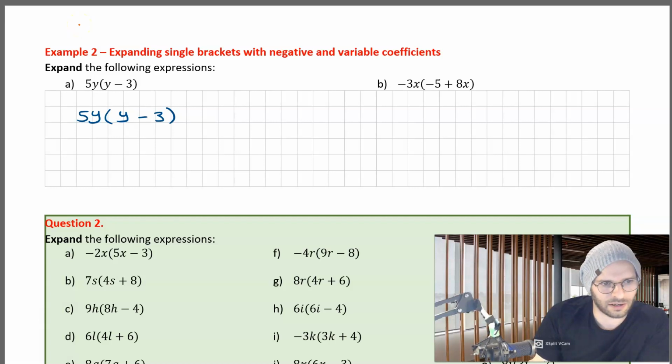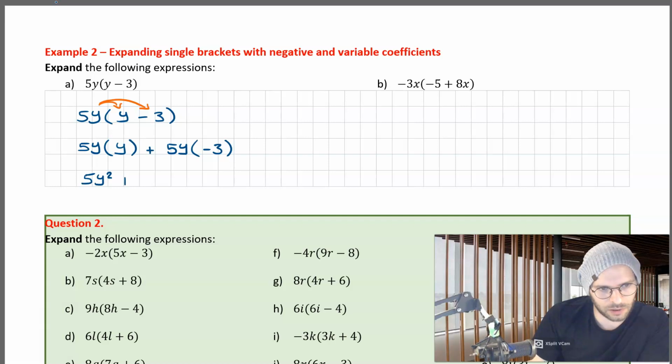and then we're going to draw our arrows, so outer to inner, 5y to the y, 5y to the minus 3. Next line down, outer 5y, inner y, plus outer 5y, inner minus 3. Finishing this off, 5y times y is 5yy, but that looks messy, so what we'll do is we'll represent it using algebra, so 5y squared plus we have 5y times minus 3. One's a negative, so that means that the final result is going to be negative, and it's 5 3s, so it's going to be minus 15y.